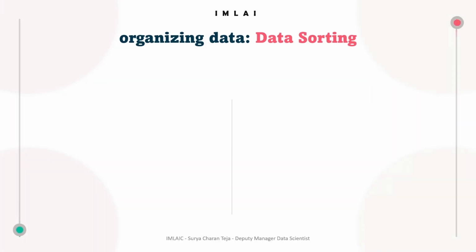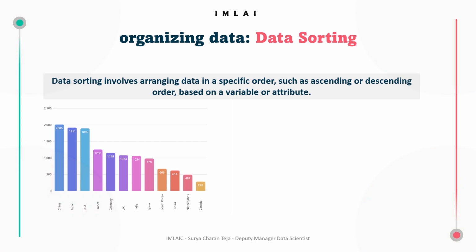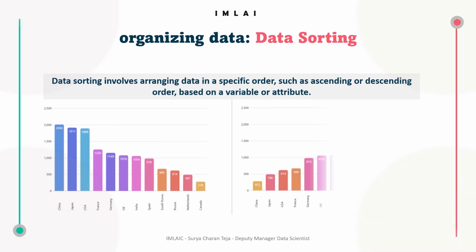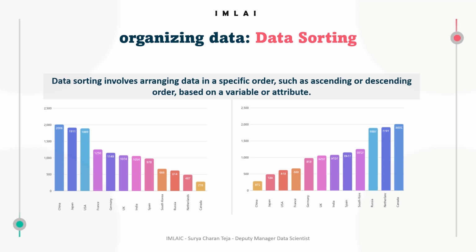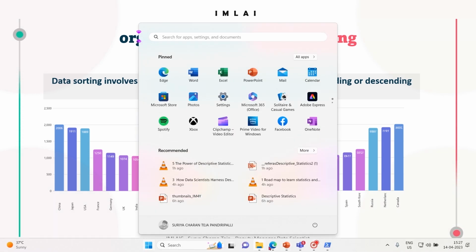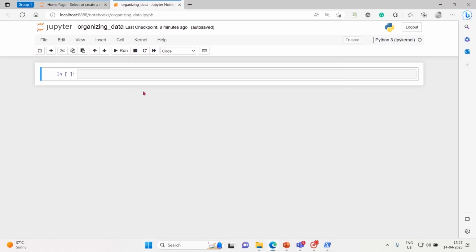So the first one in organizing data is data sorting. Data sorting involves arranging data in a specific order, such as ascending or descending order, based on a variable or attribute. This can be done using built-in functions or methods in Python, such as the sort or sorted function. So let's take one example, data sorting.